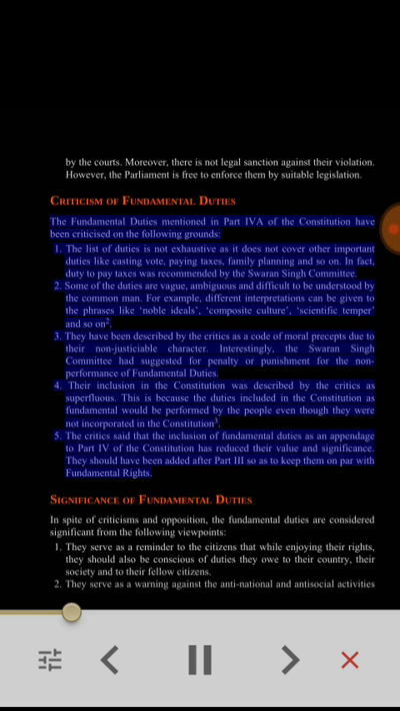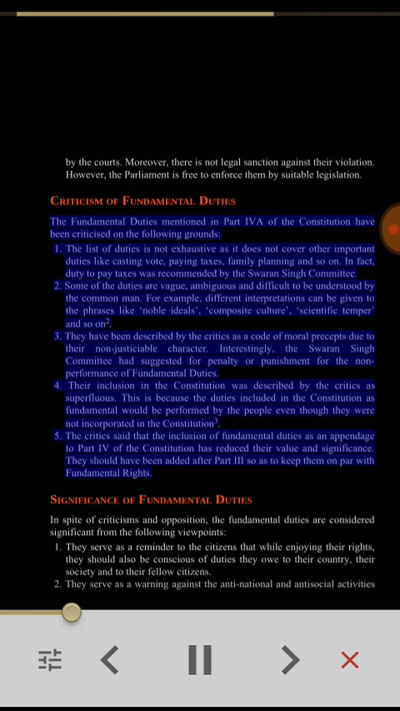Point 4. Their inclusion in the Constitution was described by the critics as superfluous. This is because the duties included in the Constitution as fundamental would be performed by the people even though they were not incorporated in the Constitution. 3.5. The critics said that the inclusion of fundamental duties as an appendage to Part 4 of the Constitution has reduced their value and significance. They should have been added after Part 3 so as to keep them on par with fundamental rights.